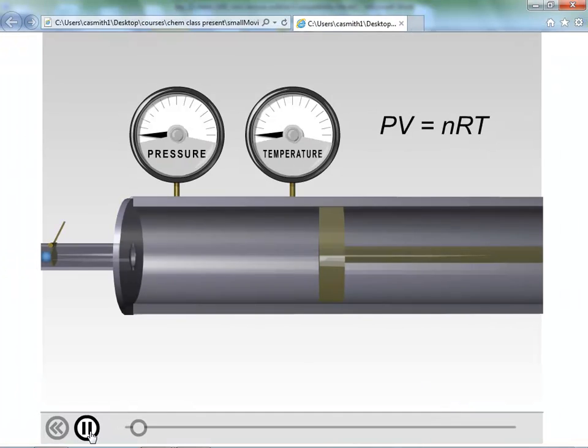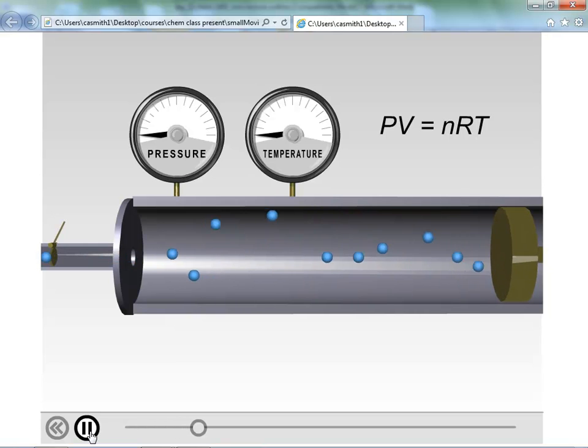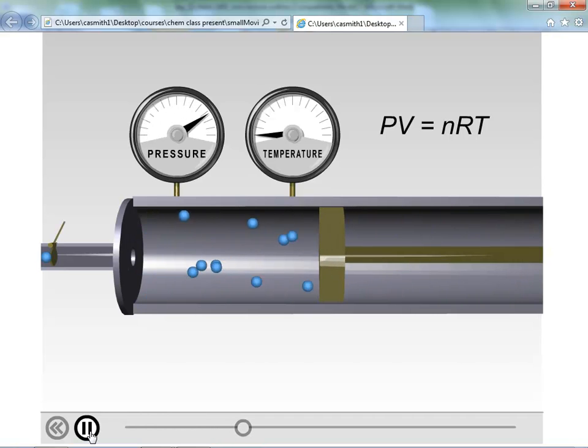The ideal gas law relationship between pressure, temperature, volume, and number of atoms can be demonstrated using a piston. As the volume of the cylinder decreases under constant temperature and number of atoms, the pressure increases due to the increased rate of collisions against the wall of the cylinder.